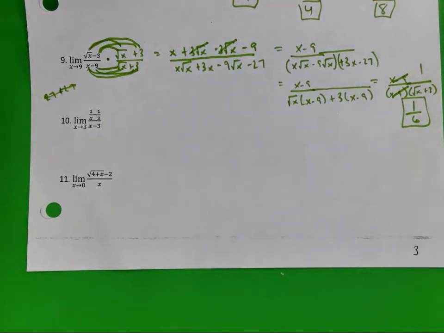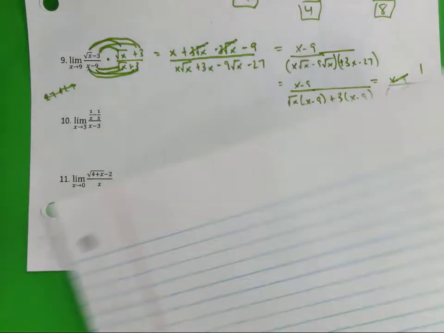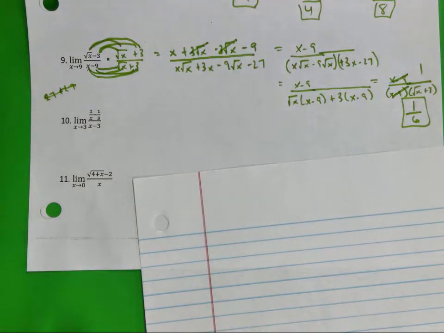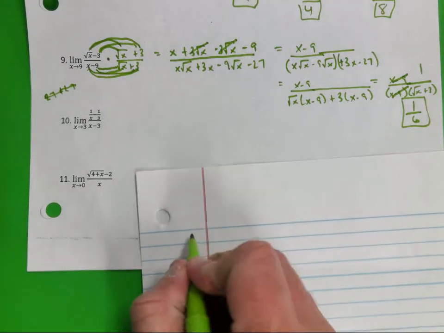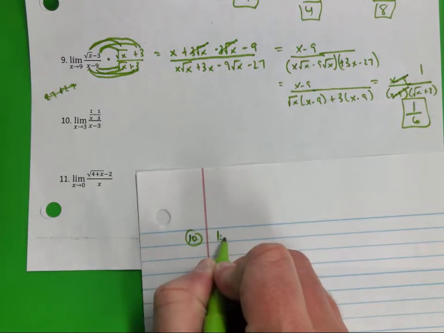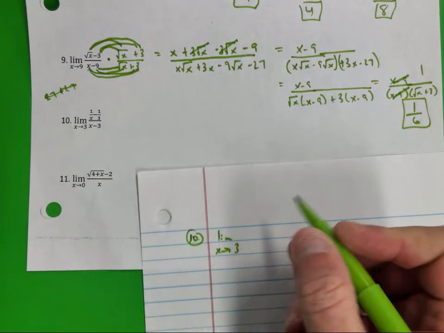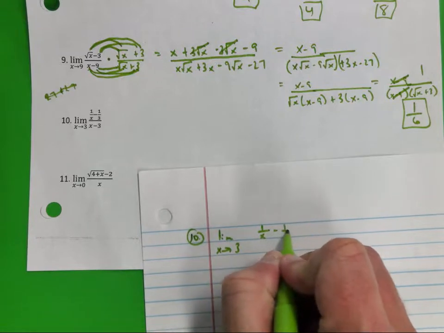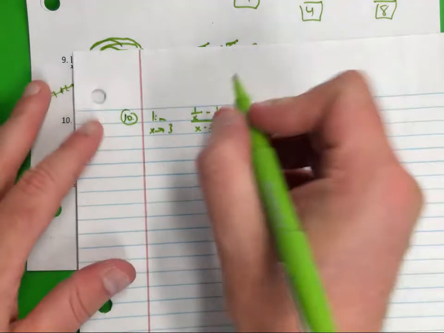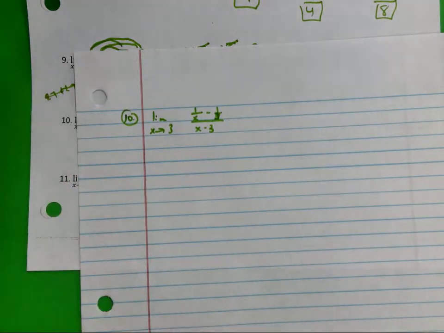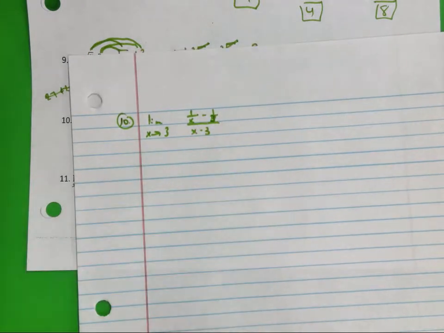Oh, did we? Well, let's start from the beginning because I think I ran out of time. Let's start from the beginning on number 10. Number 10, we have the limit as x approaches 3 of 1 over x minus 1 over 3, all over x minus 3. So that's 1 over 3. I tried direct substitution first. And I get 3 minus 3 in the denominator, so a red flag comes up, got to do something else.